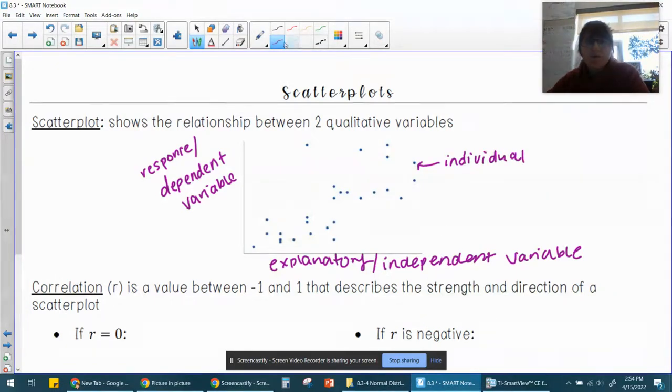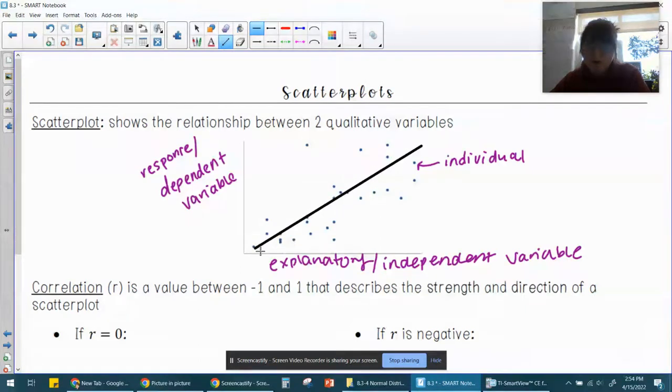So for this data here, I would say that it looks like it's trending upward. And if I want to do a line of best fit, you draw a line that goes through the middle of the data points.